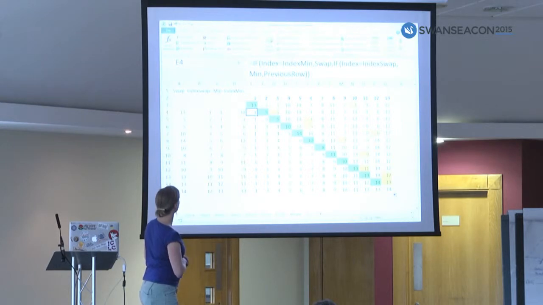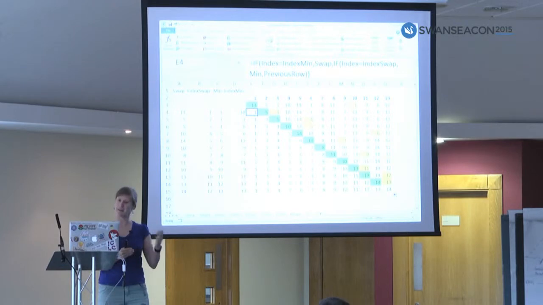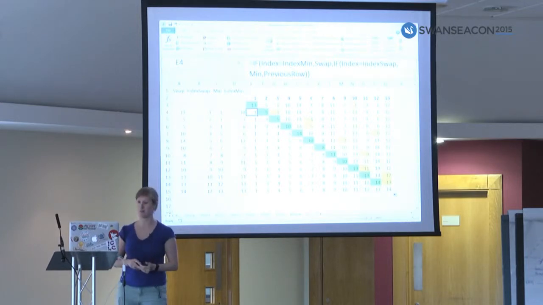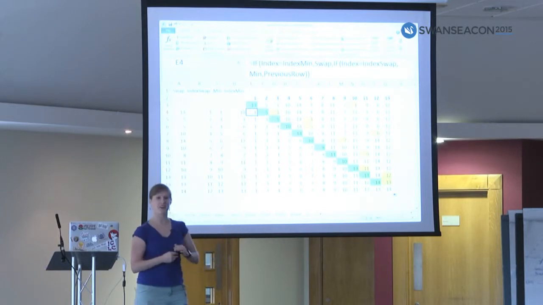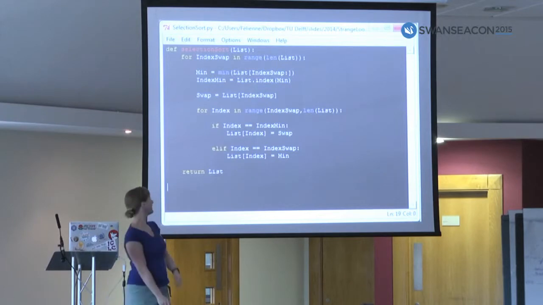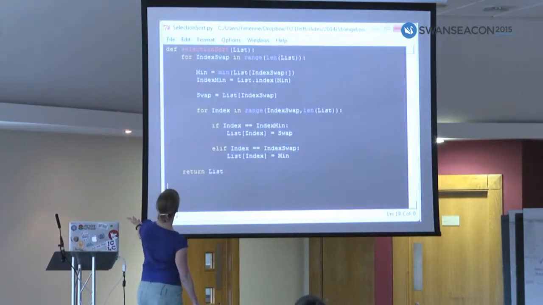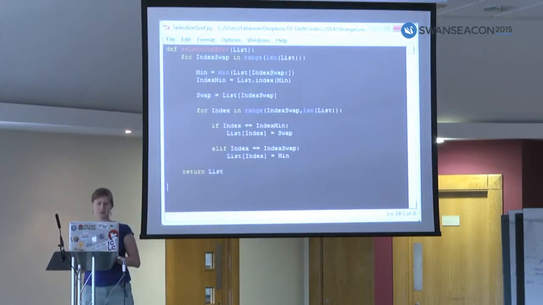So what do we have now? It reads like a novel, doesn't it? If index is index minimum, then you get swap. And if index is index swap, you get minimum. And otherwise, you just get the previous row. So for comparison, to convince those of you that are still in doubt, I also made selection sort in Python. So what's nicer? I don't know. I'm a neutral observer here, but you could argue that this is more concise if you really wanted to.